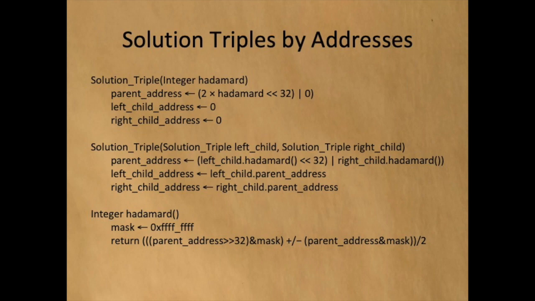Here are the constructors for solution triples. The first constructor is for leaves. It takes a Hadamard value and converts it into a parent address that works equally for both left and right nodes. The second constructor is for parents. It takes the left and right child addresses and constructs the parent address. The Hadamard function returns an actual Hadamard value. It first splits the parent address into left and right Hadamard values, and then either adds or subtracts them and divides by 2, depending on whether this is a left or right node.